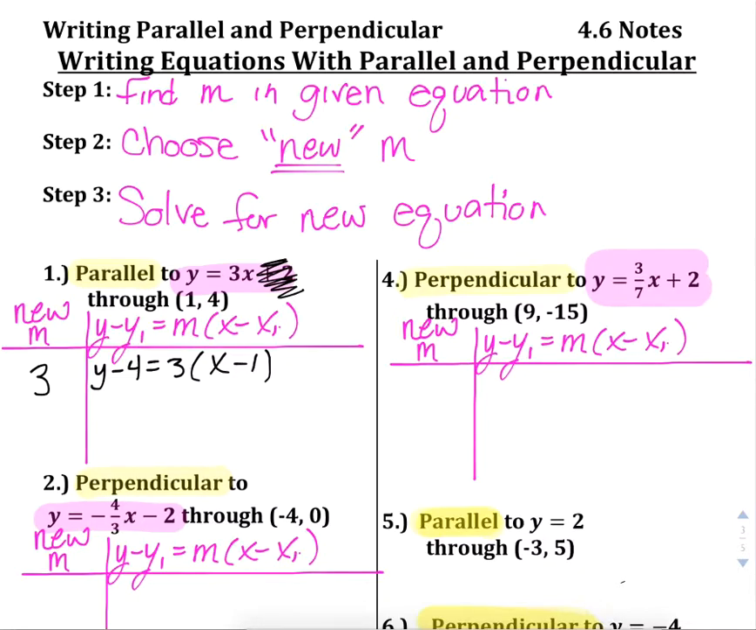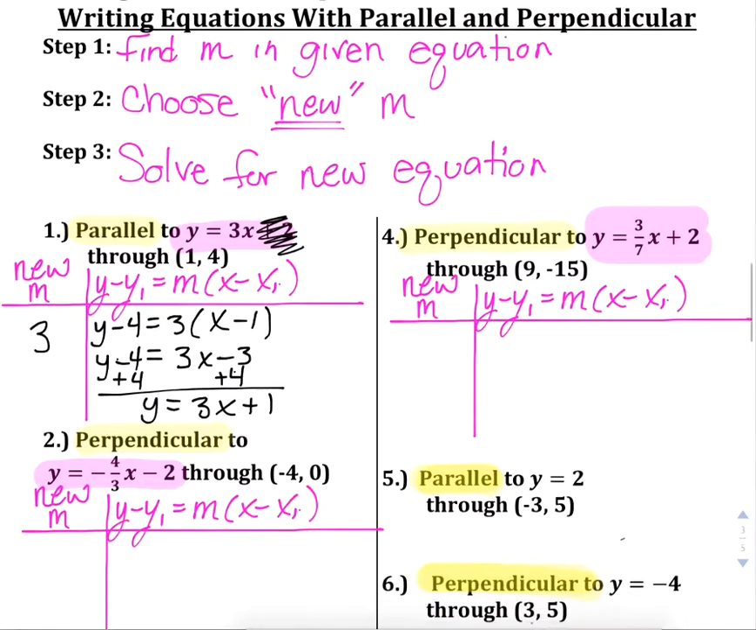I'm going to distribute that 3. That gives me 3x minus 3 because I'm multiplying and distributing it out. My last step is to cancel. I'm going to cancel off that 4 by adding 4 to both sides. My final answer will say y equals 3x plus 1. We are done with problem 1.